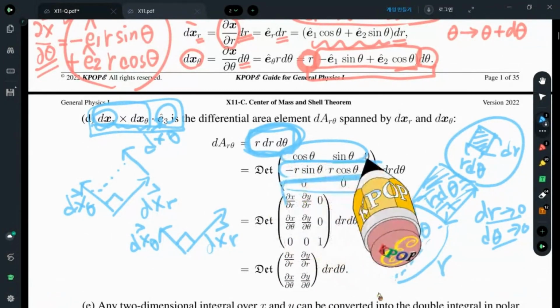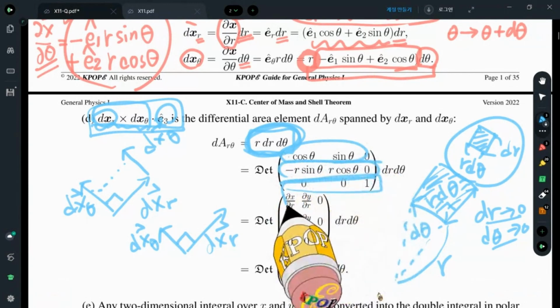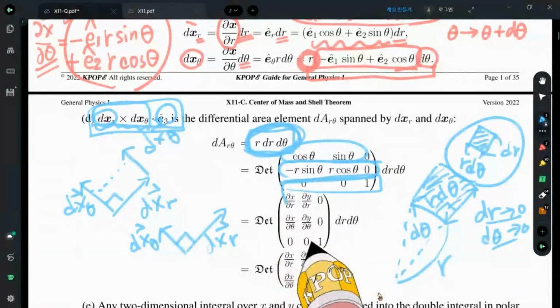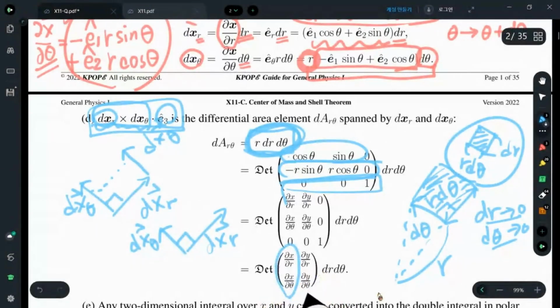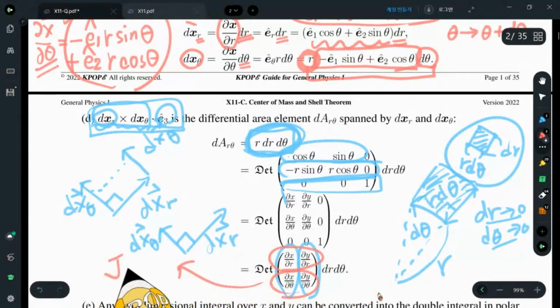So if you compute this determinant, it is just like the partial derivative of x and y with respect to r and theta. Finally, because it is a two-dimensional case, it's x, y, and r and theta appears in the first column. We have x, second column we have y's, the first row we have r's, second row we have thetas. This is called the Jacobian.